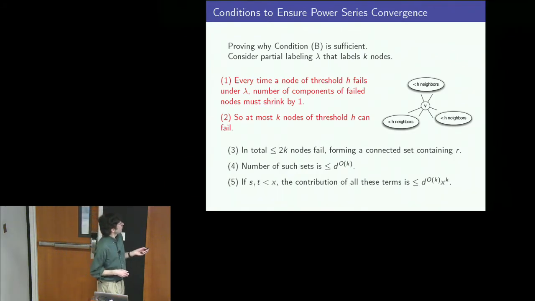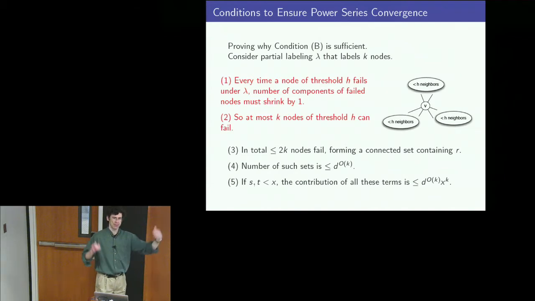Now, the point is, every time a healthy node, a node of threshold h, fails under this labeling, well, it can't fail because the failure all came from one direction. Because it has threshold h, and each component attached to it has less than h neighbors attached to it. So if it's going to fail, there's going to have to be failure coming from this way and that way, which means there are failed nodes here and there. And so a component here and a component here, at the very least, got glued together. The number of components has dropped by 1. Okay? So every time a node of threshold h fails, the number of connected components has been reduced by 1.